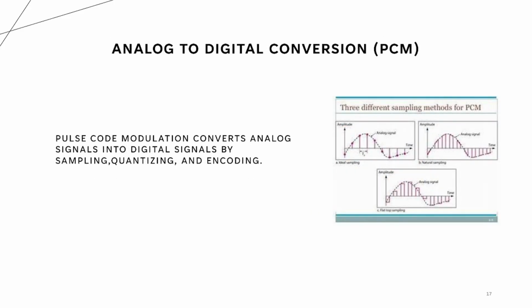Then we move to the analog to digital conversion. Pulse code modulation converts the analog signal into a digital signal by sampling, quantizing, and encoding. That is analog to digital conversion.